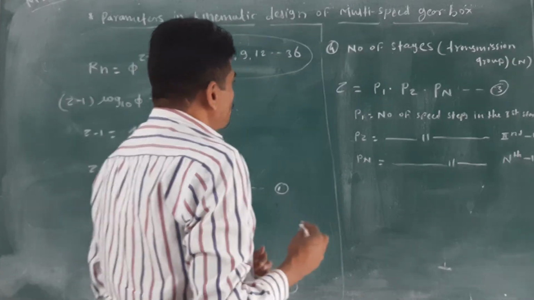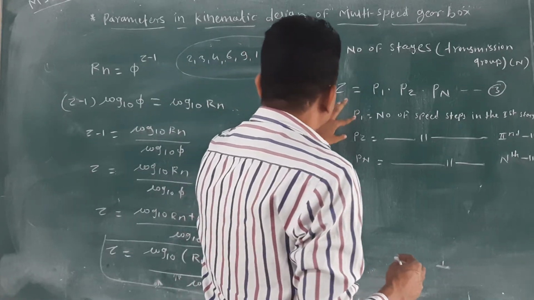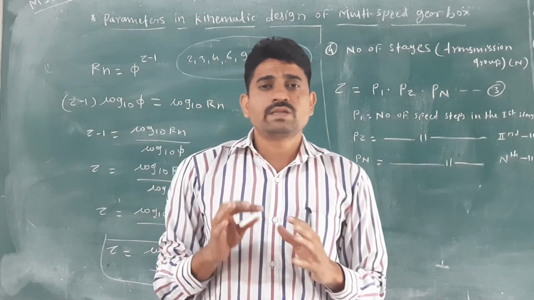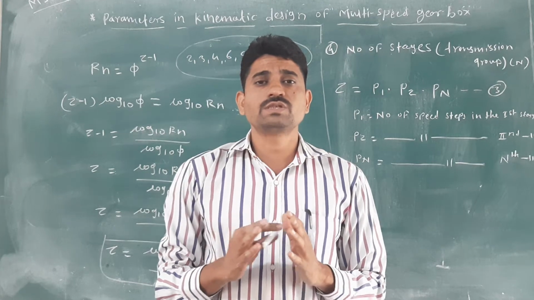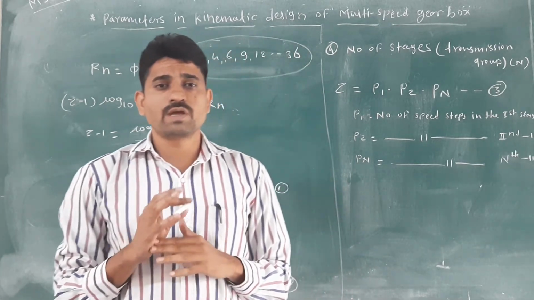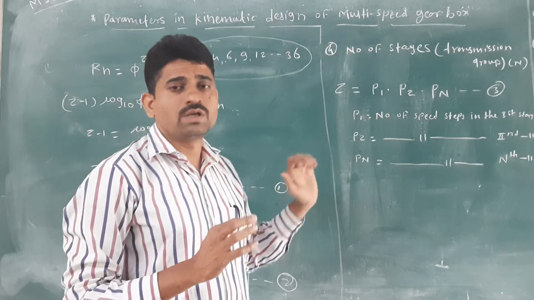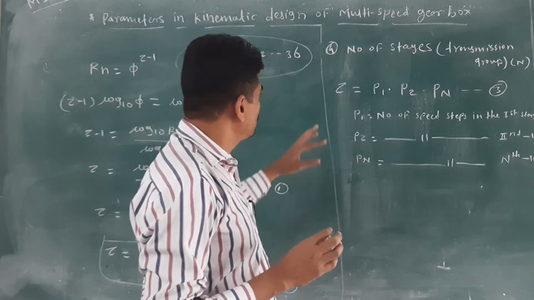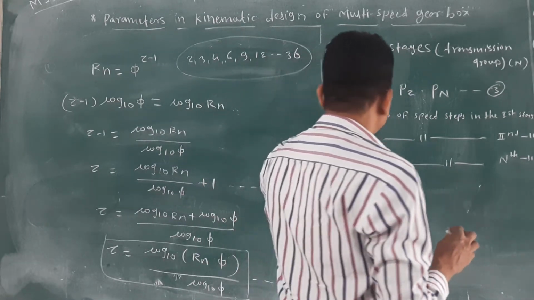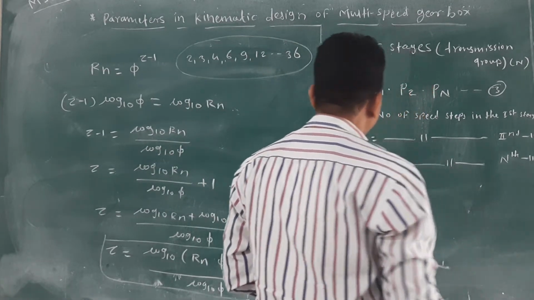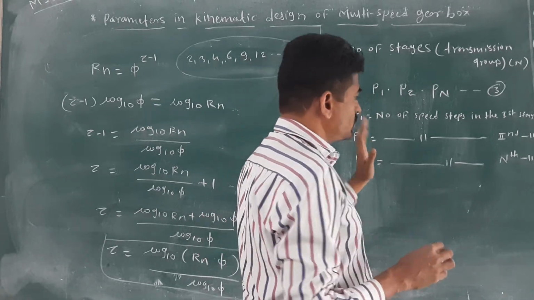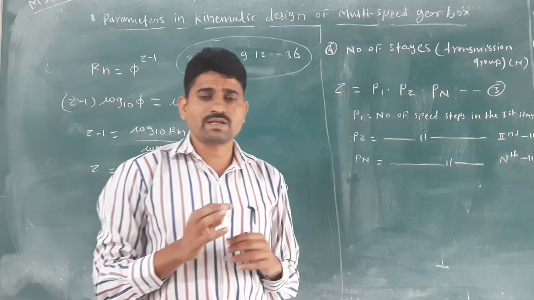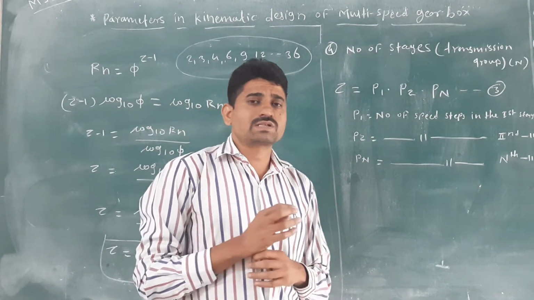Okay, obtain this Z using the minimum number of gears. Always remember that this Z should be obtained using the minimum number of gears. That's why we have chosen the geometric progression law. Remember that Z should be obtained using the minimum number of gears, and all stages should have the same number of speed steps. Okay, I have explained in the last lecture how to draw the structure diagram.